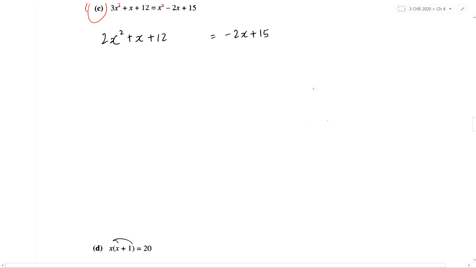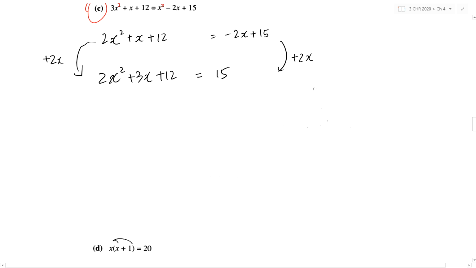Now I want to get rid of the negative 2x. How do I get rid of the negative 2x? Plus 2x, yes. Please don't go and minus away another 2x. Negative 2x minus 2x, you get minus 4x. To get rid of a negative 2x, I need to plus 2x to it. So from here, next step, plus 2x, resulting in 2x squared plus 3x plus 12 equals 15.